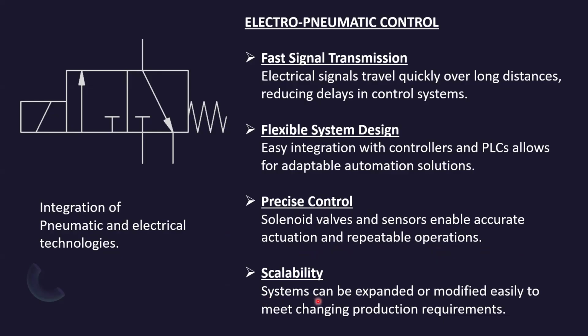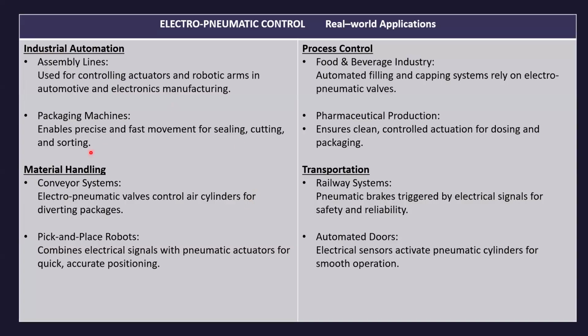Scalability. Systems can be expanded or modified easily to meet changing production requirements. Again, when we talk about the difference between hardwired logic and programmable logic, then this is going to make sense. But because you're going to have this downloaded, you can go back to it and make sure that this makes sense to you. All right, electro-pneumatic control, the real-world applications.